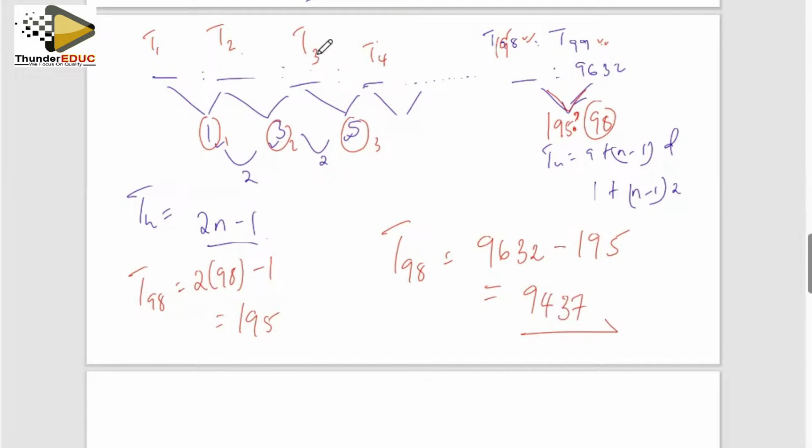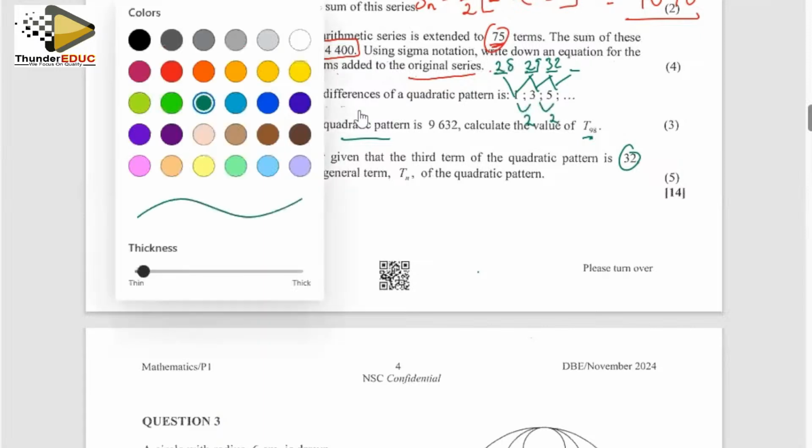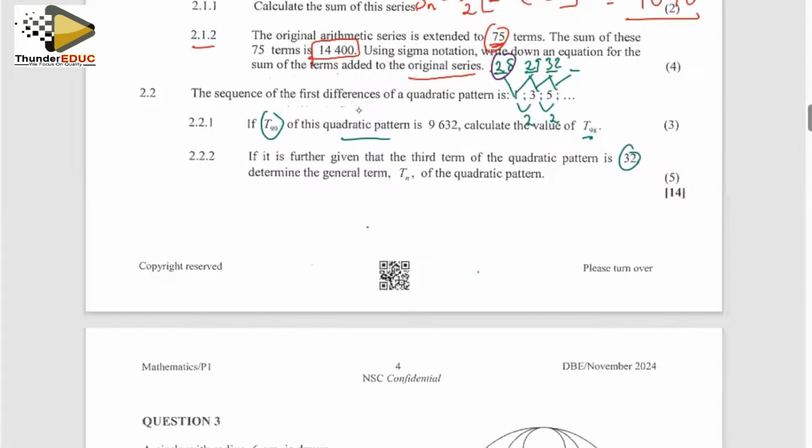So 9437 is the result that we are getting for T98. All right, then 2.2.2. If it's further given that the third term is a 32, determine the general term. If that's a 32, if we move backwards, 32 minus 3 is going to give us a 29. Minus 1, it's going to give us a 28. So our interest is basically the first term, which is the 28, and then the 1, and then the 2 for us to get the Tn.